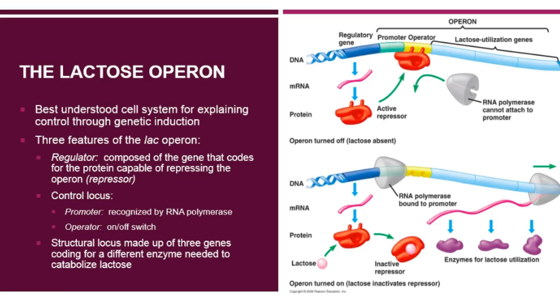There is also a promoter that is recognized by RNA polymerase, sorry. This is where RNA polymerase is going to attach and then begin the translation of this section. And then there's an operator, and this is like an on-off switch. So if the repressor is bound, then RNA polymerase can't do its job.